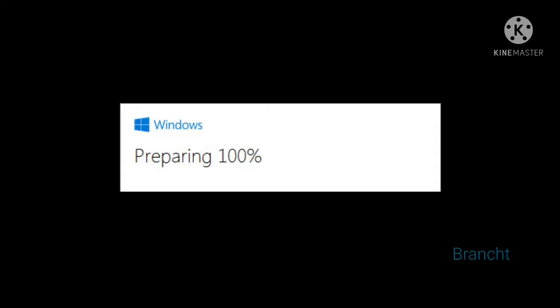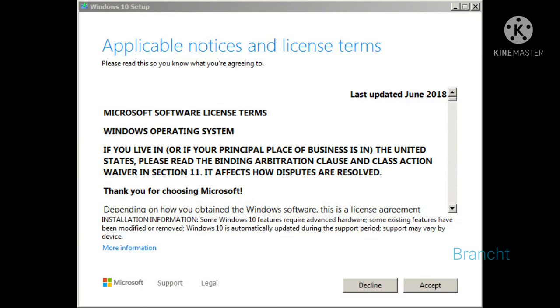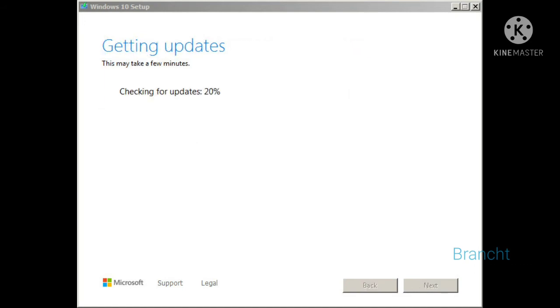Then you get a message saying preparing and then the percentage. Then another notice and license terms pop up. Scroll to read it and click on the accept button. Now you get a message saying getting updates. This may take a few minutes checking for updates. Then it gives you the percentage.